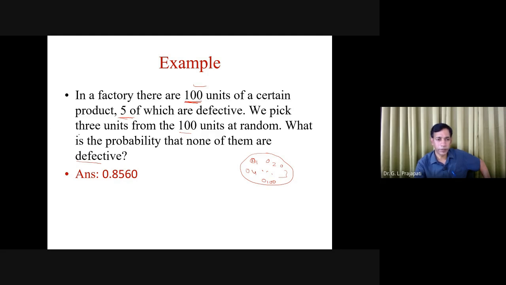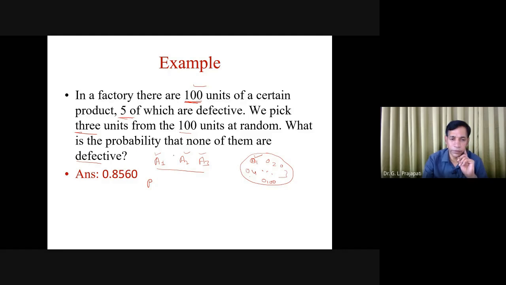We pick 3 units. You are picking units A1, A2 and A3. They can be anyone. You may pick up O1, then you can go for O4 or you can pick up O100. So randomly you are going to pick these. What is the probability that the 3 units we have picked are not defective?